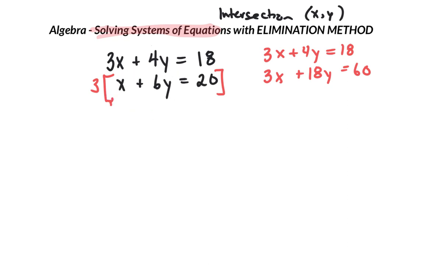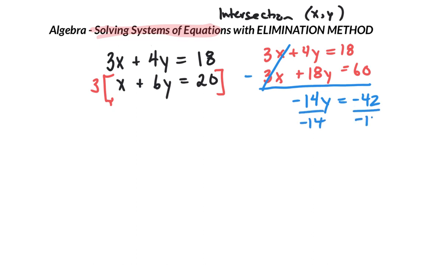I didn't change anything. But I made it so that when I subtract, that variable is gone. 4y minus 18y is negative 14y. 18 minus 60 is negative 42. Divide both sides by negative 14. Y equals 3.